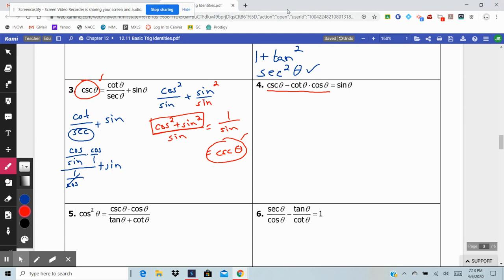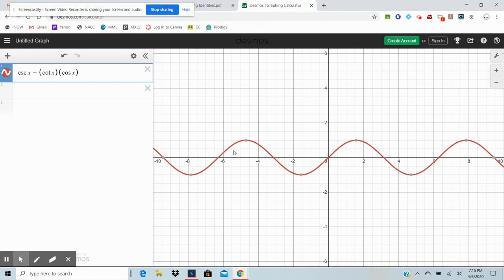Let me go to Desmos here and show you something. Okay, I pulled up Desmos, and look what I've done here. I've typed in cosecant x, and I used x. Desmos wants x instead of thetas. Cosecant x minus cotangent x times cosine of x, and look what I get when I graph that. That looks like a very familiar graph, and if I were to graph just plain sine x, you see that those are the exact same graphs.